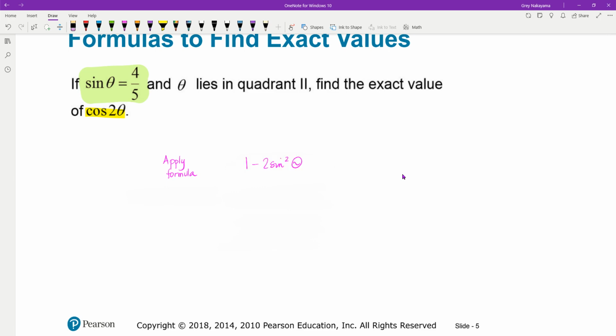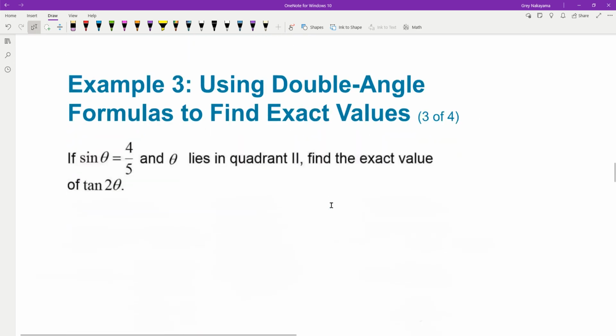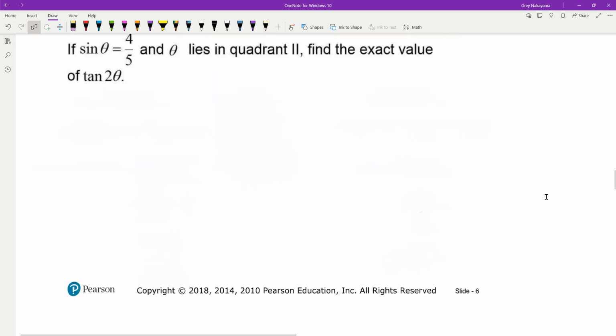So that's 1 minus 2 sine squared theta. And then I evaluate, plugging in, putting parentheses where I see my trig function. And the sine, of course, is 4/5. And then simplifying it with your calculator gives you -7 over 25. All right, now we got to do the tangent. Same problem. Sine of theta is 4/5. Theta lies in quadrant 2, so we're dealing with the same thing.